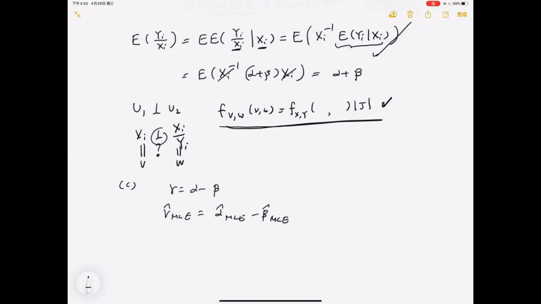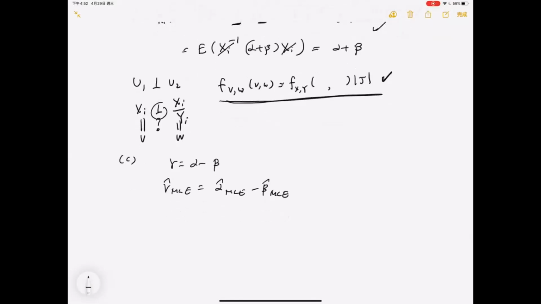Okay, let me see, do I have any trick? No, I don't. The reason for that is if alpha hat MLE and beta hat MLE are dependent, then things become complicated because you really don't know the variance of gamma hat MLE.